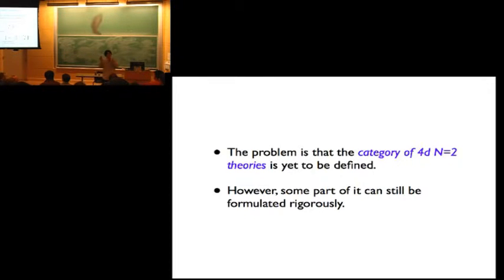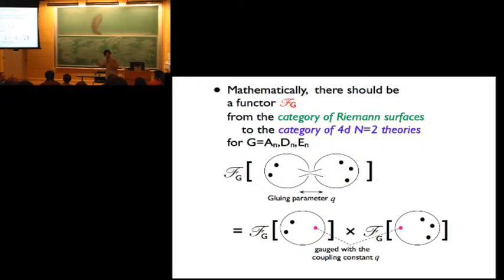But the formulation I am going to use is slightly different. I'm going to think about the groups, which are the flavor symmetries, as the objects, and consider the 4D N equals 2 theories as the morphisms between the groups. That will nicely make these things into a TQFT.